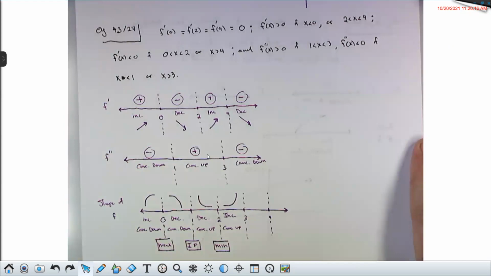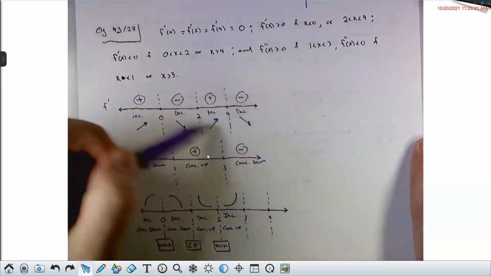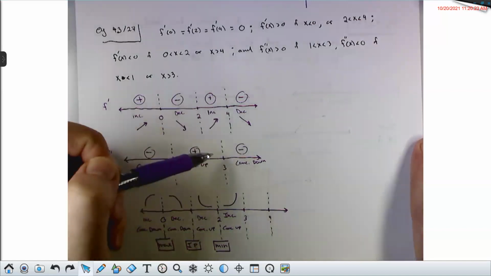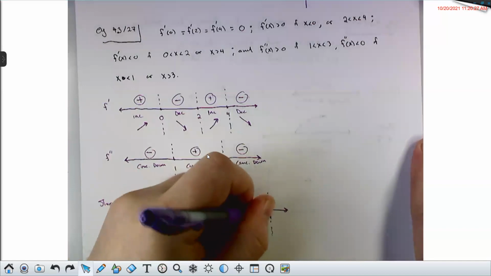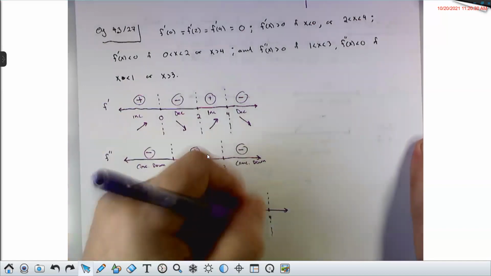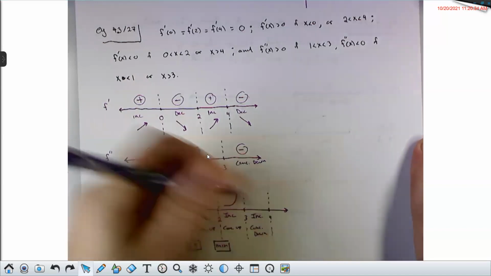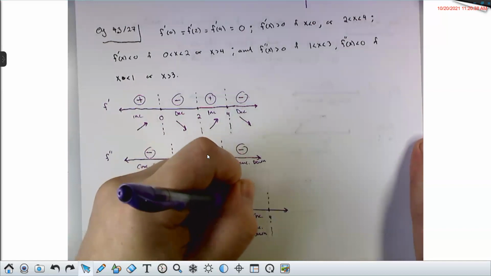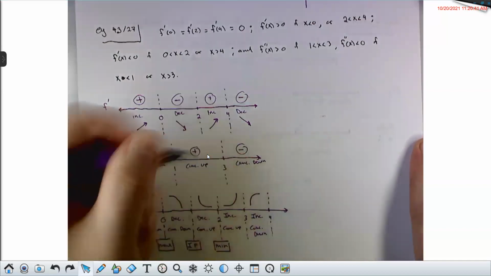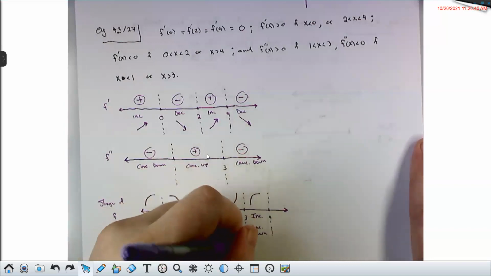And between 3 and 4, we're still increasing because we're still in this region, but now we're to the right of 3. So we will be increasing, but now we're concave down. So increasing, concave down, that looks like this again. So this, where we go from concave up to concave down, has to be an inflection point.